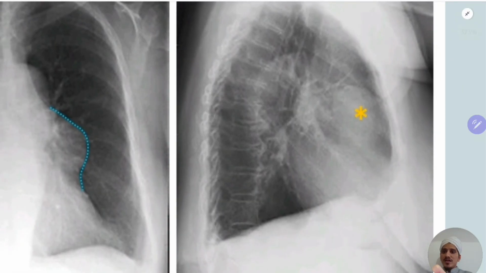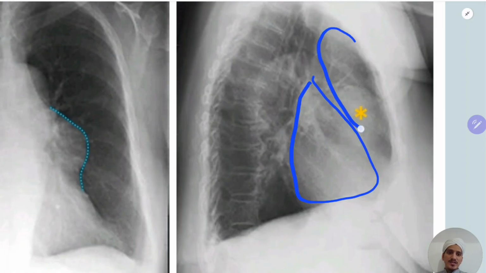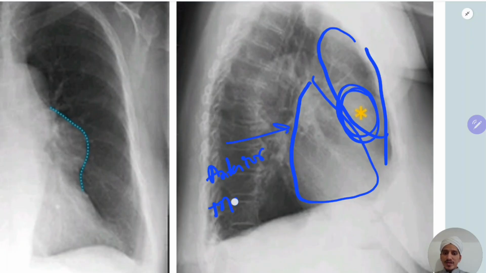If this is the heart, this part, it is lying anterior to the heart, and this is the sternum. It is a retrosternal mass, so that means the mass is in the anterior mediastinum.